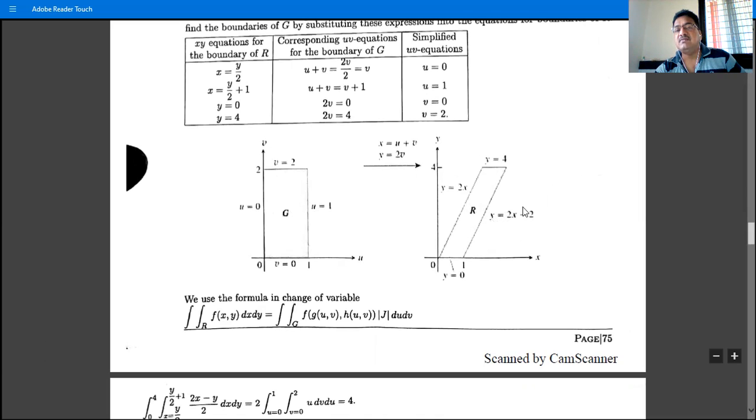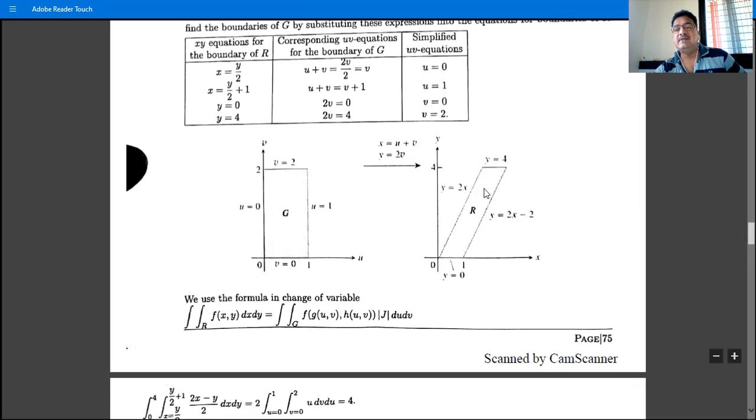Substitute x as u plus v, y as 2v in this. So we have u is equal to 1, that is, this line y is equal to 2x minus 2 is converted to this line u is equal to 1. Then substitute y as 2v: 2v is 4, means v is 2. So v is 2, this line is parallel to the u axis in the uv plane.